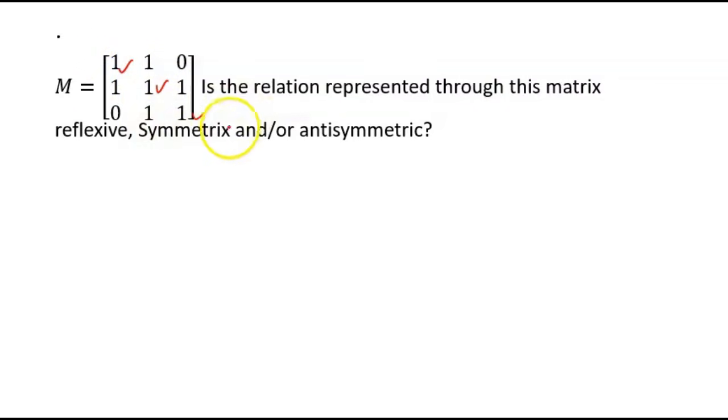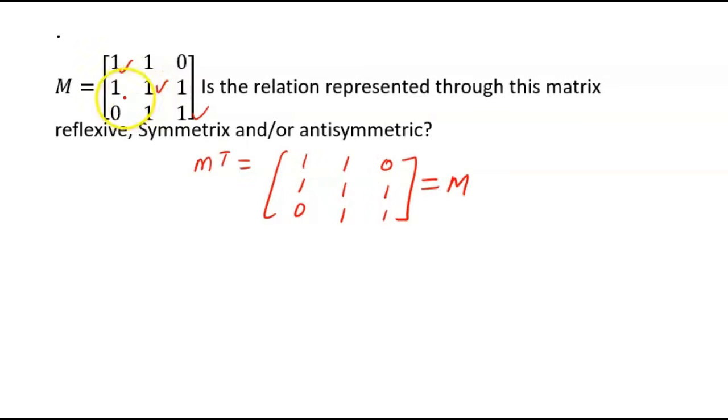Now the question is, is it a symmetric relation? To check whether it is a symmetric relation, you can clearly see that if I take the transpose of M, if I write M transpose, the first row here is 1, 1, 0, so the first column will be 1, 1, 0. The second row is 1, 1, 1, so the second column will be 1, 1 and 1. And the third row is 0, 1, 1, so the third column will be 0, 1, 1. And it is nothing but equal to the matrix M itself. So that is why this relation is a symmetric relation.